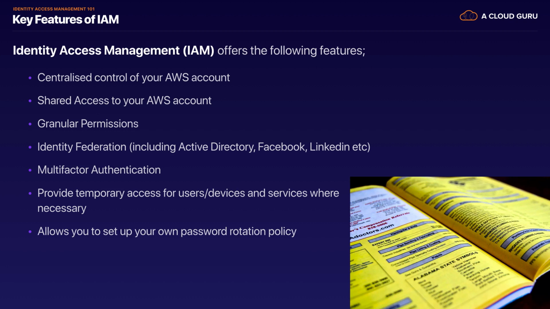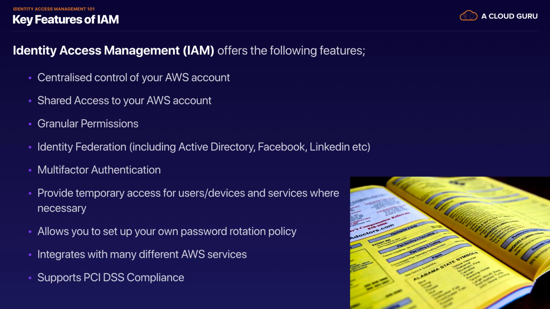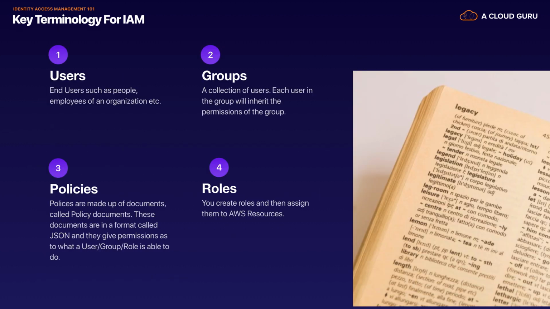It also allows you to set up your own password rotation policy. So you may want your users to rotate their passwords every 3 months or every 3 weeks, entirely up to you. And it integrates with many different AWS services, and it supports PCI DSS compliance. So PCI DSS compliance is basically a compliance framework that if you're taking credit card details, you need to be compliant with. So IAM supports PCI DSS.